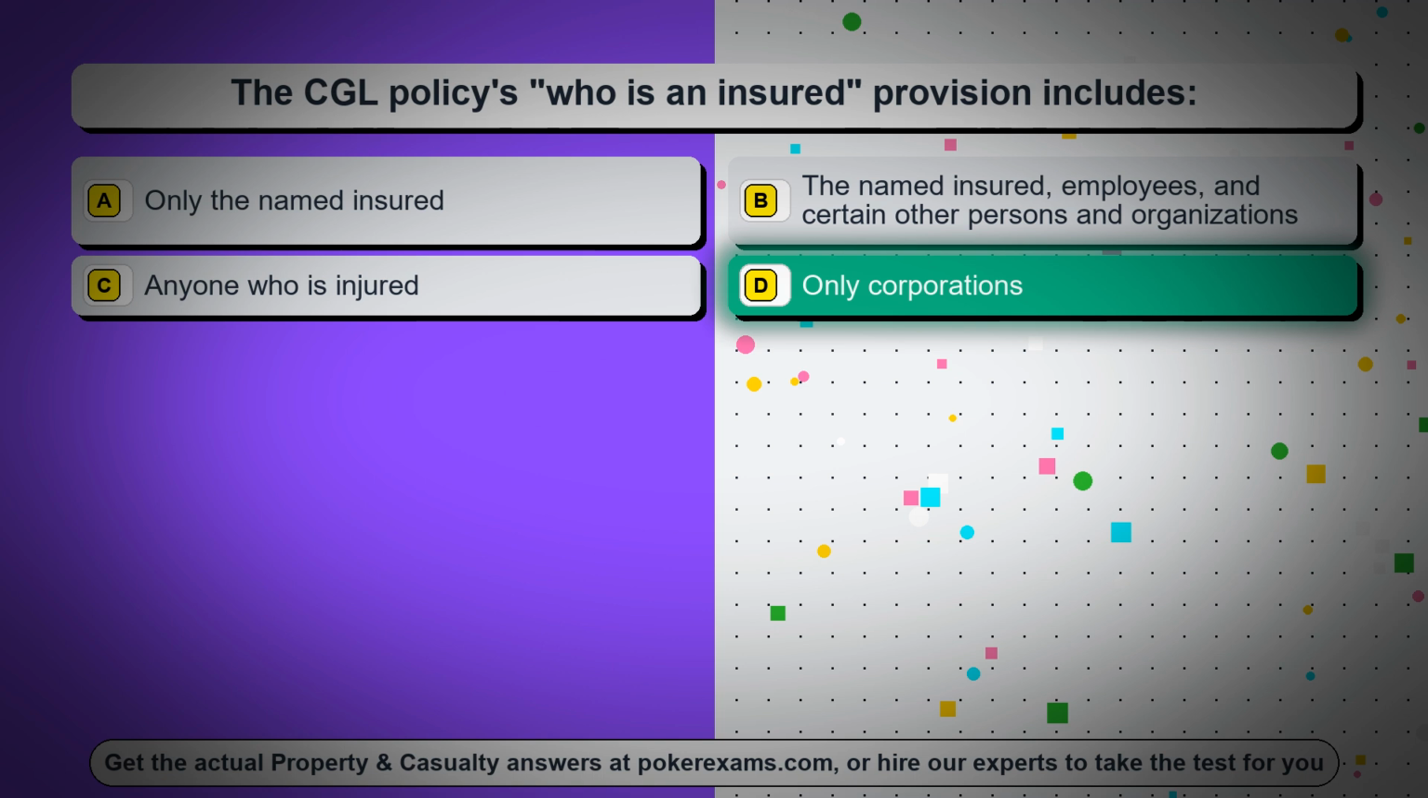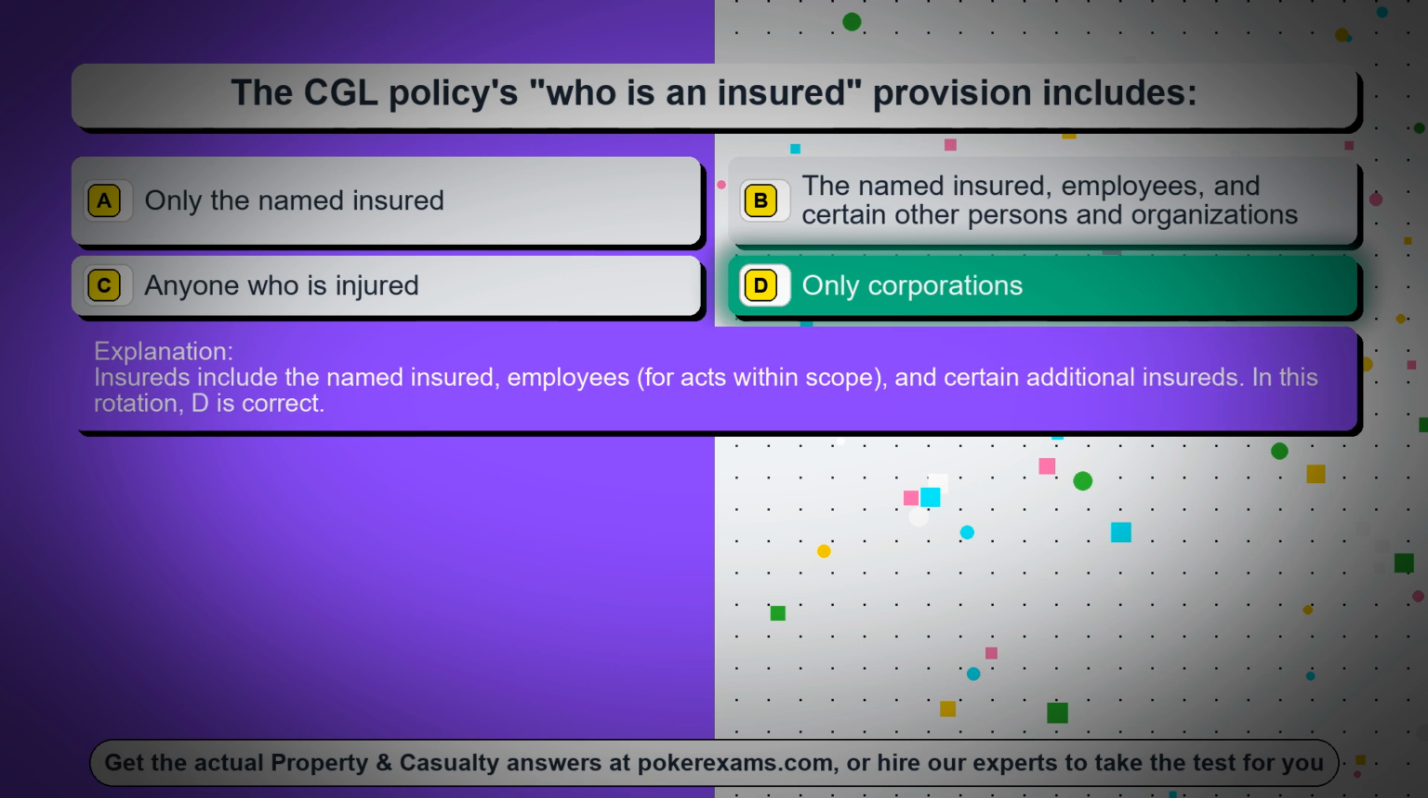Only corporations. Insureds include the named insured, employees, acts within scope, and certain additional insureds. In this rotation, D is correct.